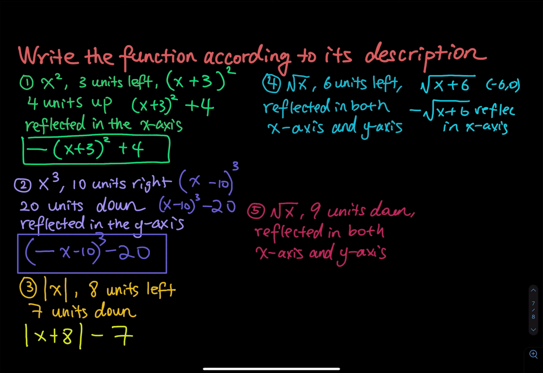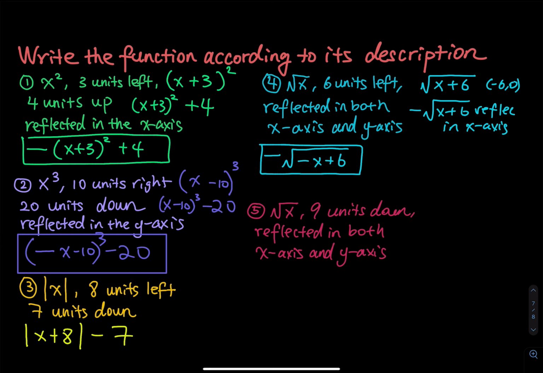And then how about the y-axis? For the y-axis, you simply put a minus right next to x. So at the end of the day, you have a minus, and then this is x plus 6. That is the previous function, right? So all you have to do is put a minus right next to x. So that is the answer to number 4.